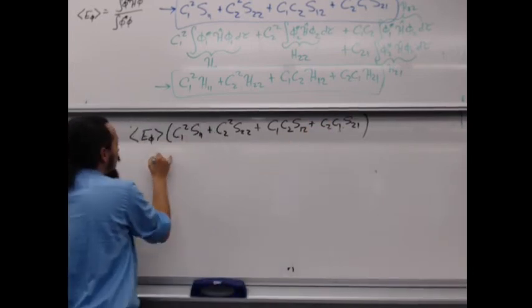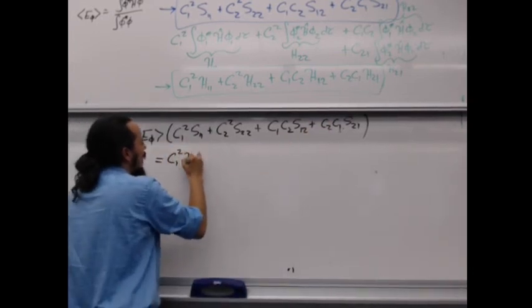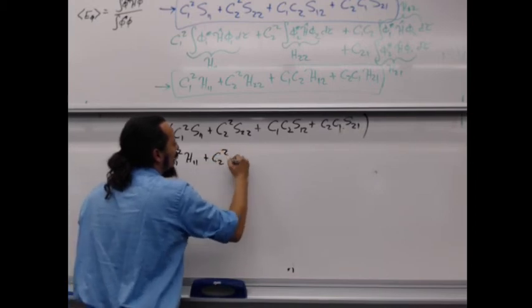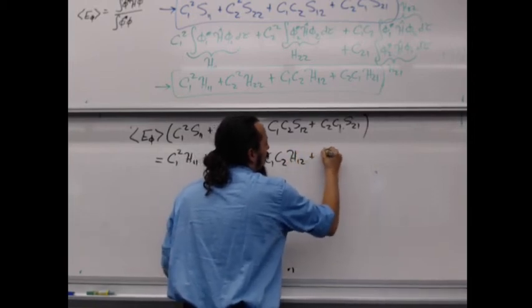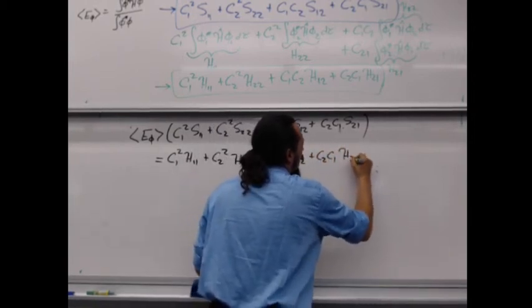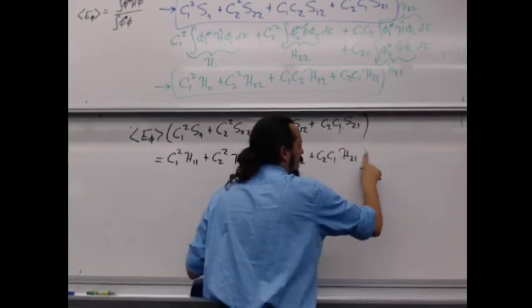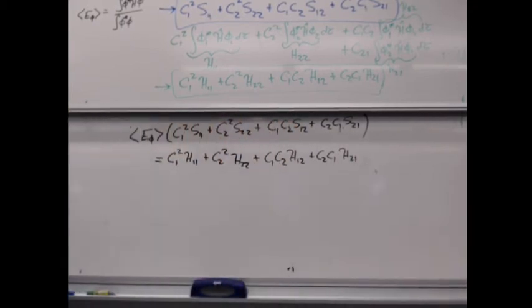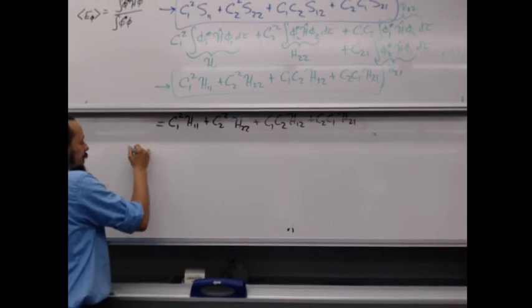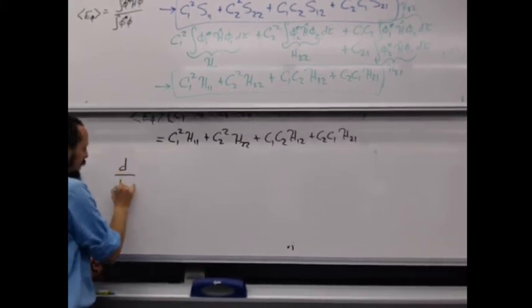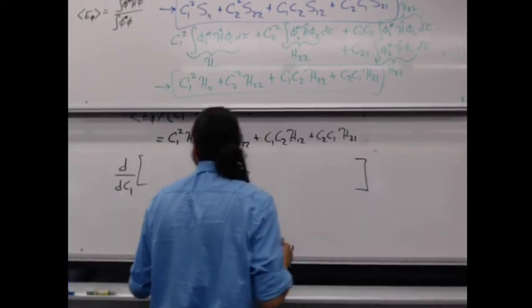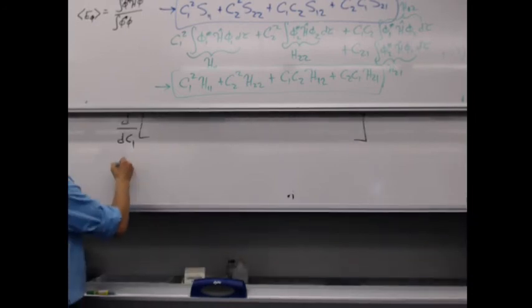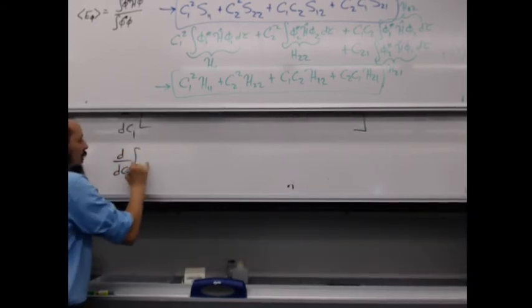And this is all equal to, we're not done yet, C1 squared H11 plus C2 squared H22 plus C1 C2 H12 plus C2 C1 H21. Now, we've got two parameters, so we're going to have to do this twice. We're going to do d by dC1 of all of that, and we're going to do d by dC2 of that equation.